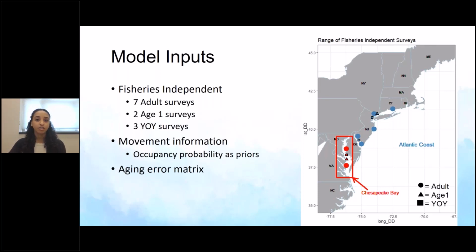And just a note on some of our data inputs. Most of our inputs are actually not stock specific. They apply to a region, with the exception being the occupancy probabilities, which are stock specific. So just keep that in mind of what our data looks like as we're walking through the model a bit.